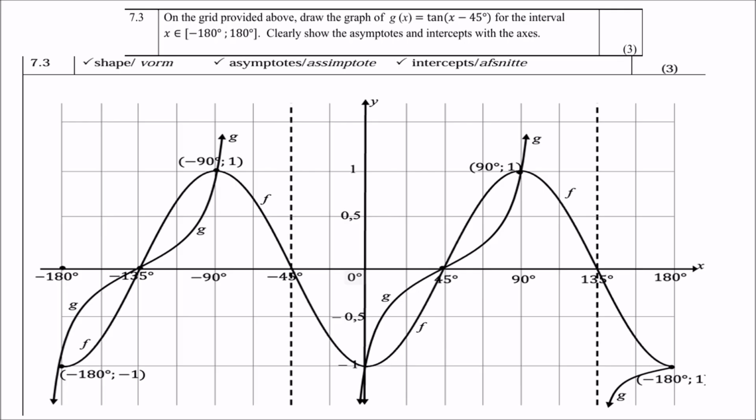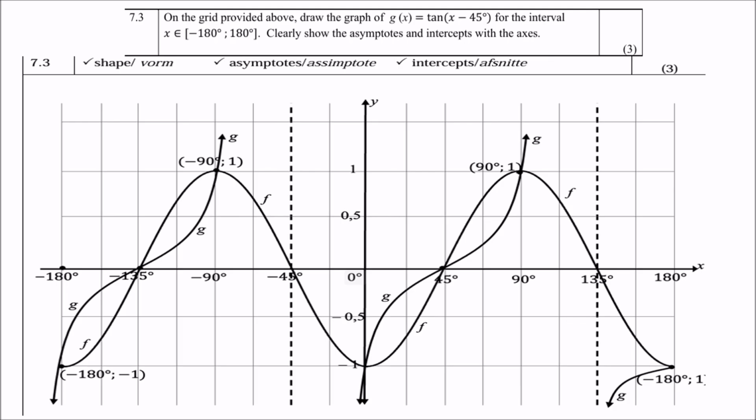The same on the negative side. It would have been -90 if it was tan of x. But now -90 moves 45 to the right, so -90 and 45 to the right will give you -45. So there you are. That explains the two asymptotes, the one of -45 and the one of 135. And of course, all the other points will move 45 degrees to the right. So please make sure you show all those intercepts. Don't forget.